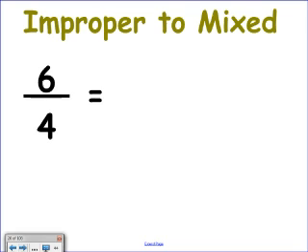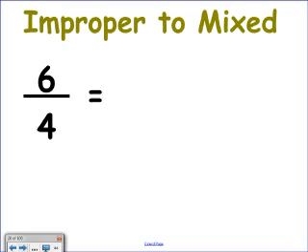Everyone happy with that? We'll do a bit more practice on those, okay? So let's go from improper to mixed again. We'll talk through this one slowly, and then I'll let you try one. Okay. So I've got 6 over 4. It's an improper fraction, and I want to turn it into a mixed number.